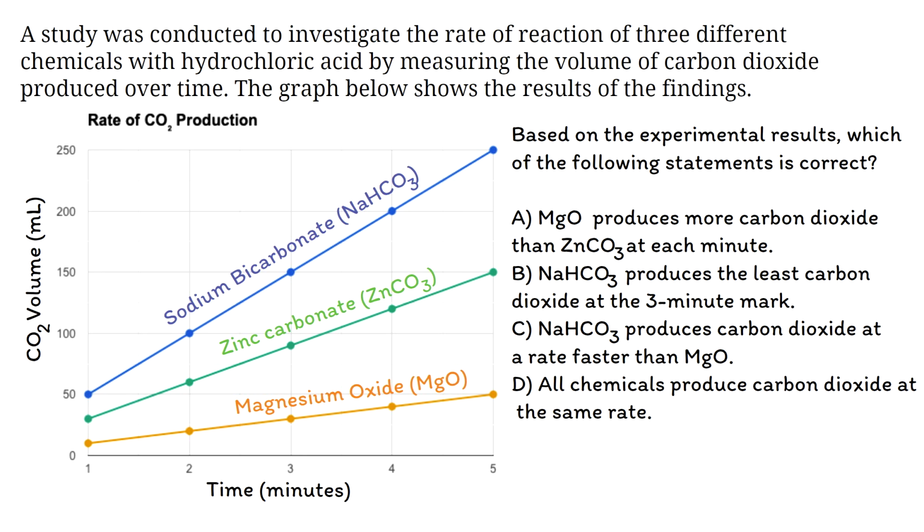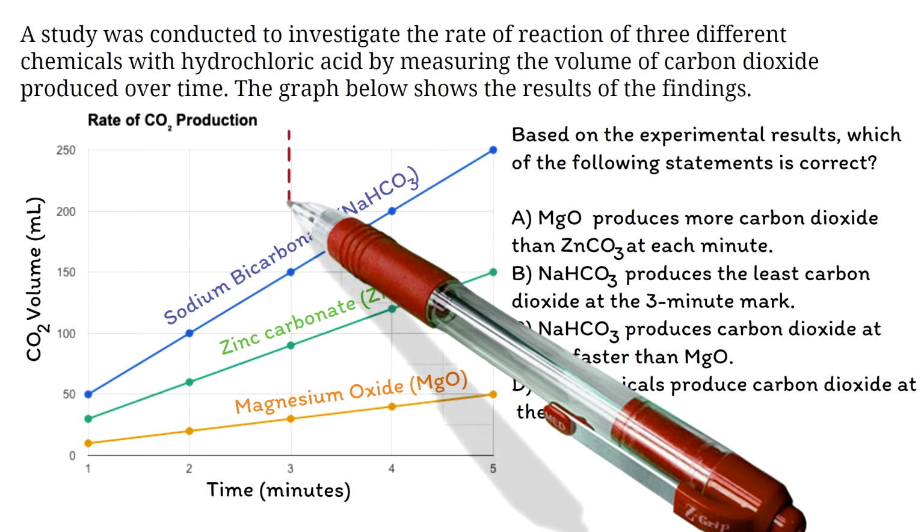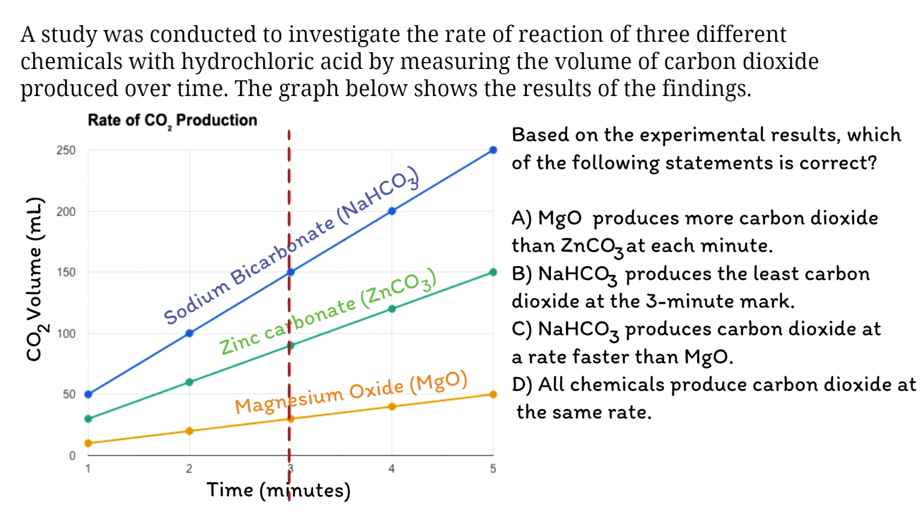B. Sodium bicarbonate produces the least carbon dioxide at the 3-minute mark. This statement is also false. Let's look at the 3 minutes mark. Magnesium oxide produces the least carbon dioxide. This is about 30 milliliters.